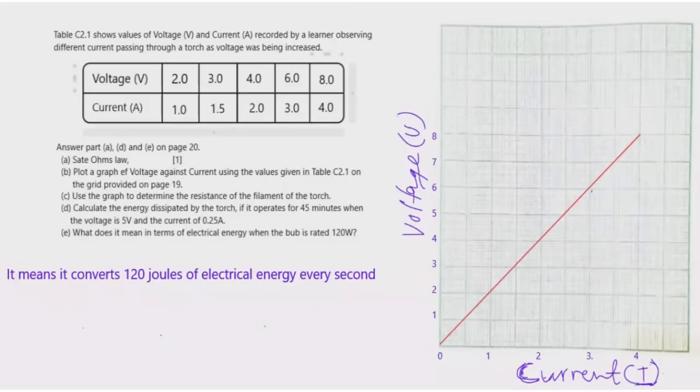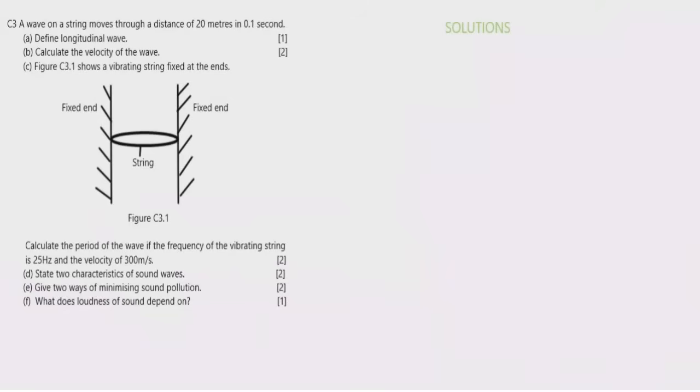Let's go to the last question. We come to question 3 of section C, and the question is as follows. A wave on a string moves through a distance of 20 meters in 0.1 second. A. Define longitudinal wave.